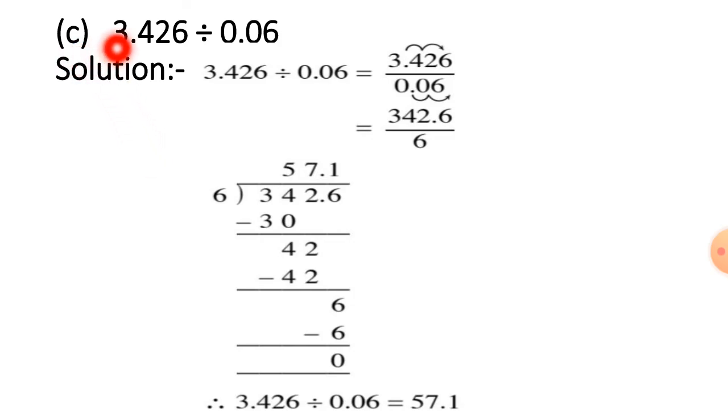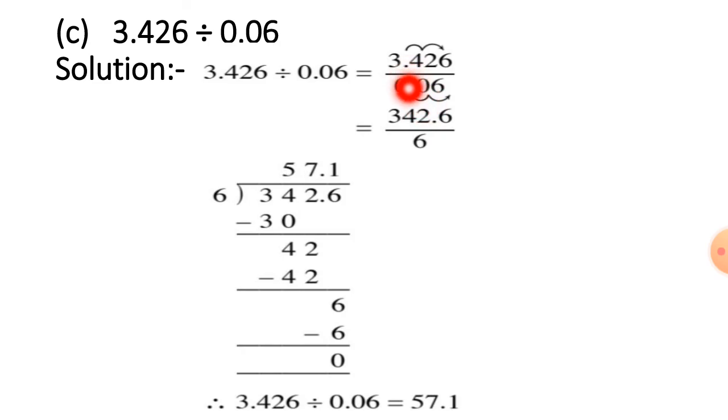C part is there. 3.426 is going to be divided by 0.06. So we are going to look at the denominator. We have to shift the decimal point to the end, which means after two numbers. So the same, we are going to shift the decimal point in the numerator after two numbers.